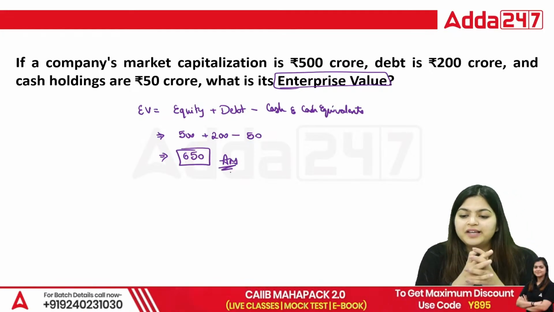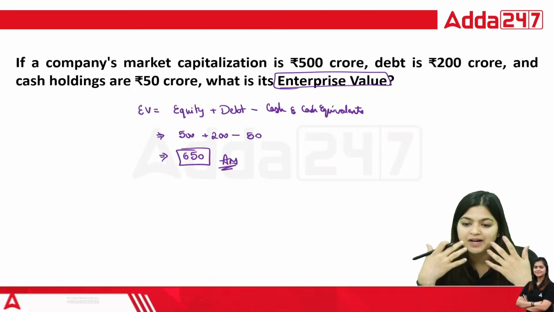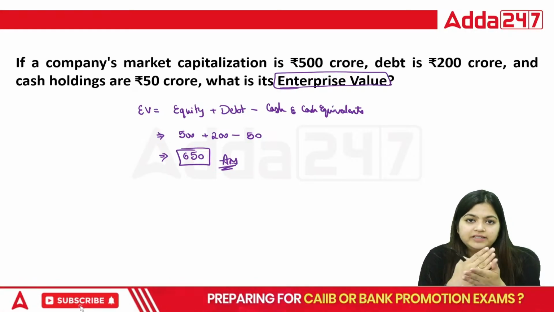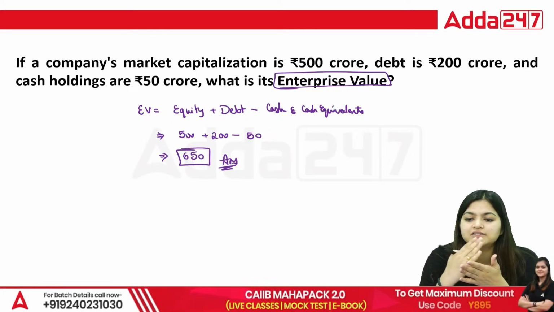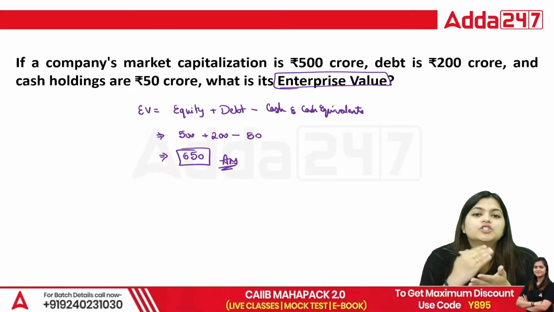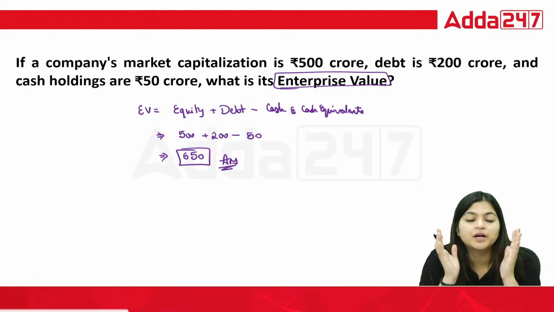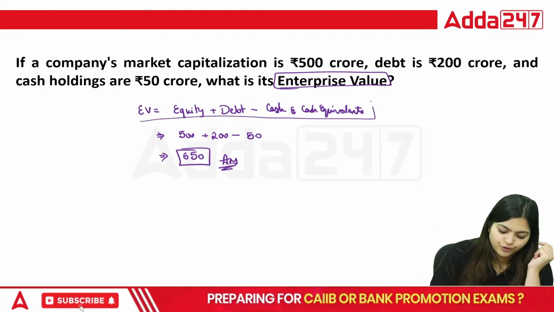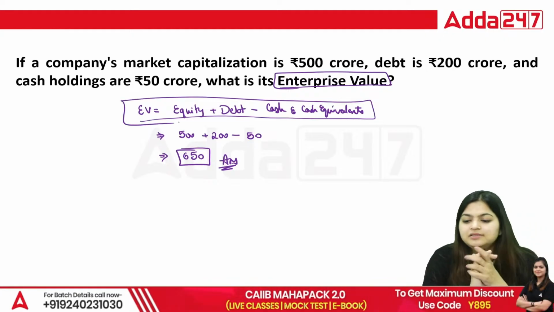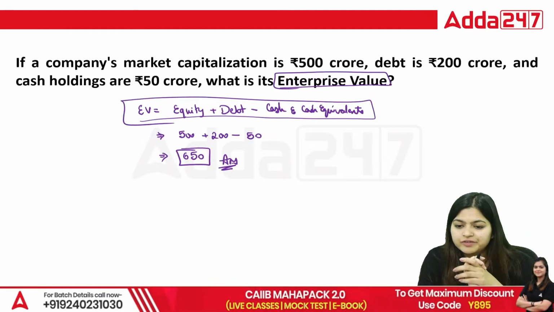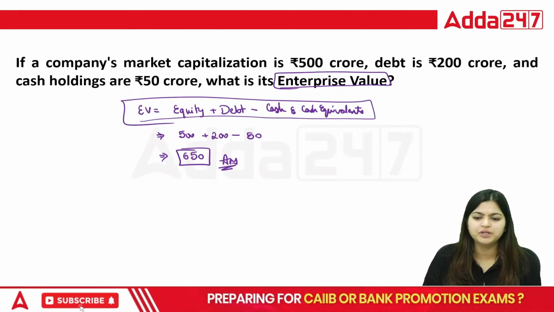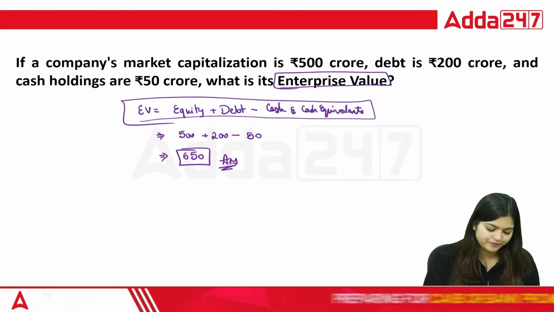If you want to value your company, if you want to know about the valuation of your company, you will add the equity and debt, and you subtract cash and cash equivalents. Yes, so this is going to be your enterprise value, the company's value through this method. So you just need to remember this formula and you can calculate this EV. Okay everyone, so this is one numerical question, a very easy direct question. If you know the formula, this is just a 5 to 10 seconds question.